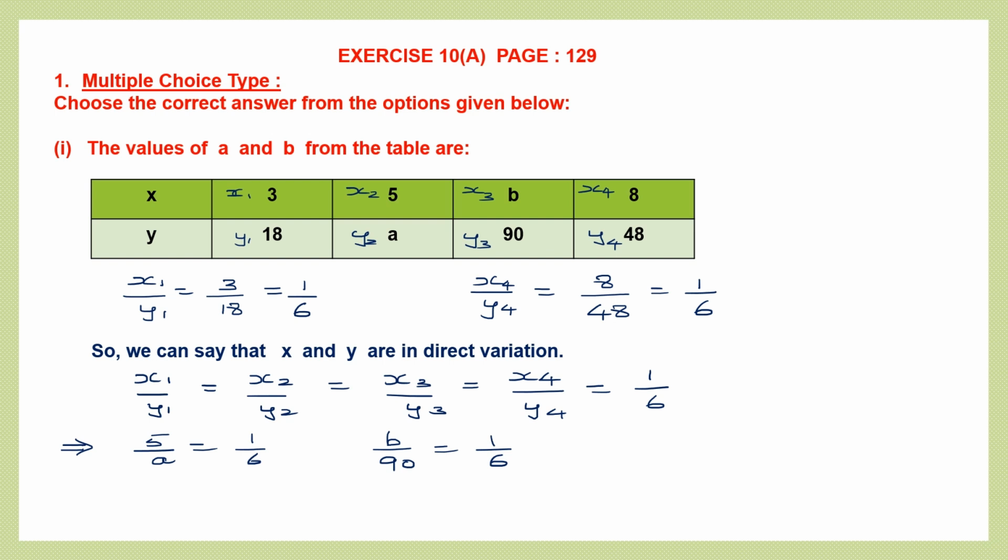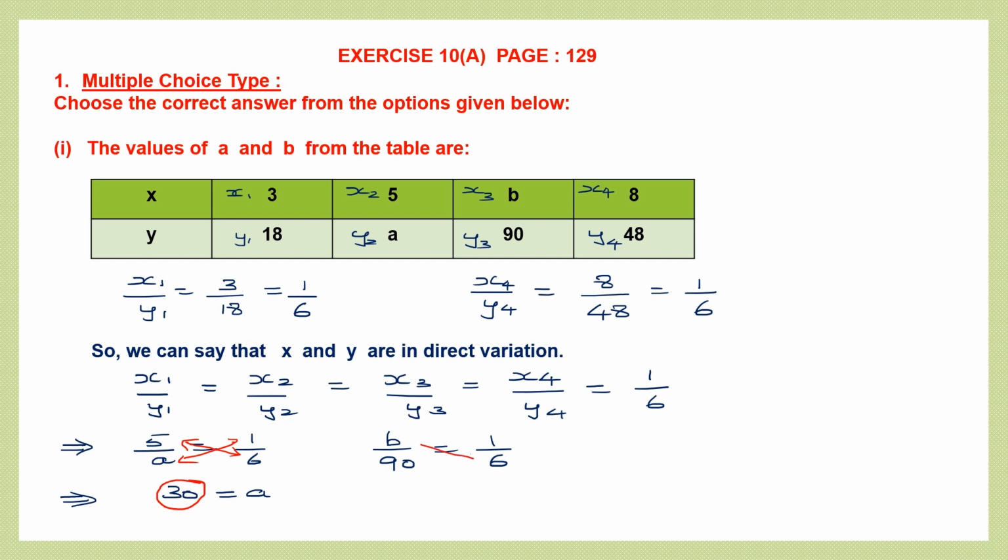We can cross multiply here. So when you cross multiply, we multiply 5 and 6 and we multiply 1 and A. So 5 sixes are 30. So we can write that here. So 5 sixes are 30, and A into 1 is A. That means we have found the value of A. A is 30.